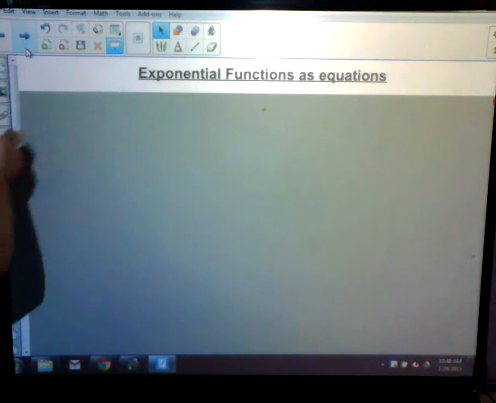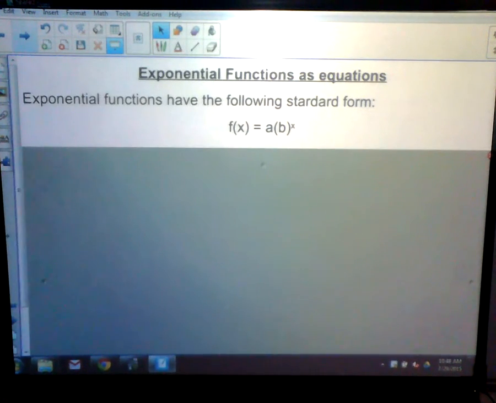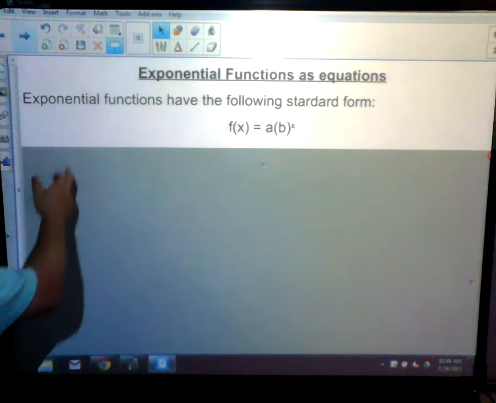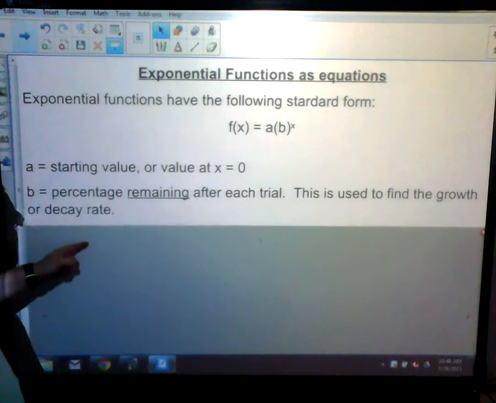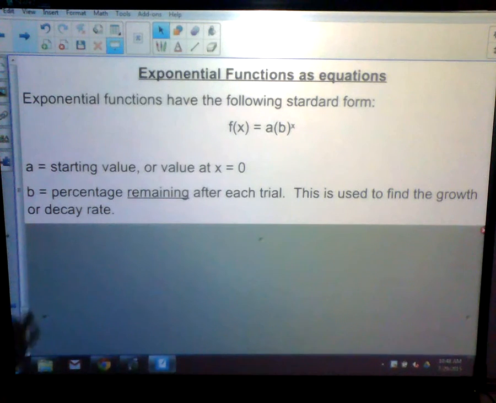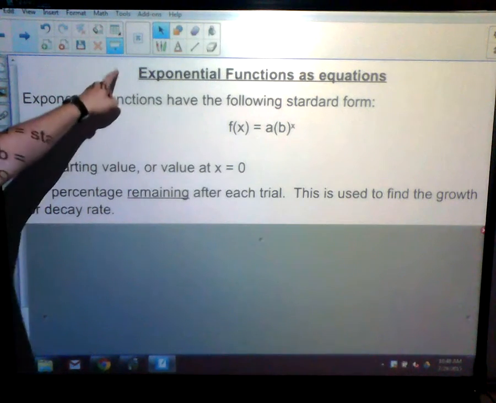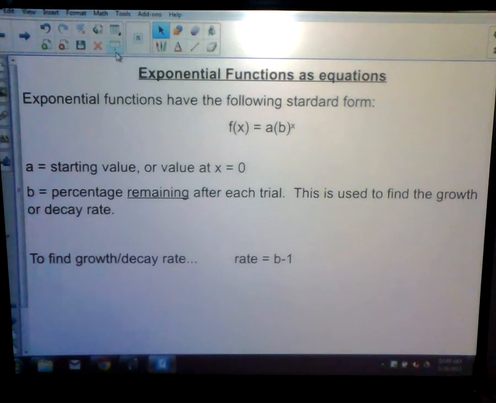What about as an equation? They look like this, a parentheses b to the x power. A is the starting value, or the y-intercept. B is the percent remaining after each trial, and we'll use that to find the growth or decay rate. The growth or decay rate is b minus 1, and we'll show you what that means in a second.